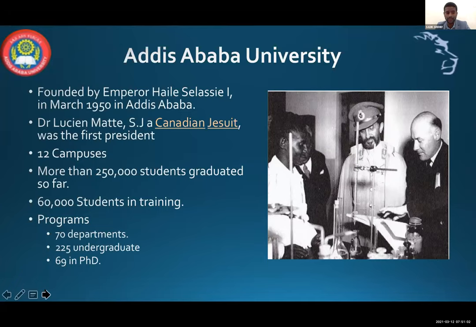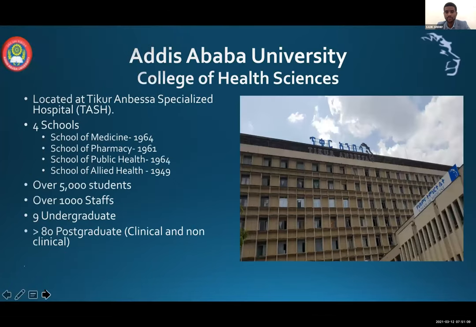Right now we have 12 campuses, more than 250,000 students graduated, and 60,000 students in training. Overall in the university, there are more than 70 programs, 225 undergraduate, 69 PhD programs.